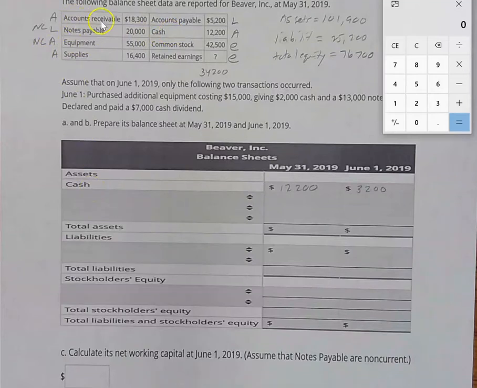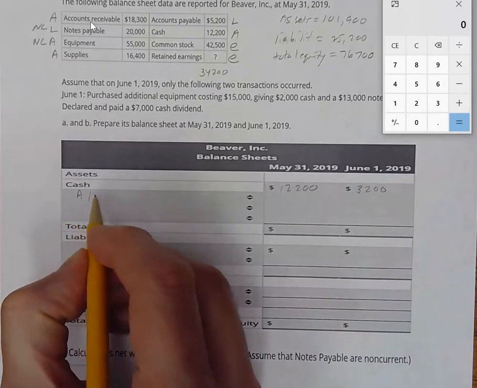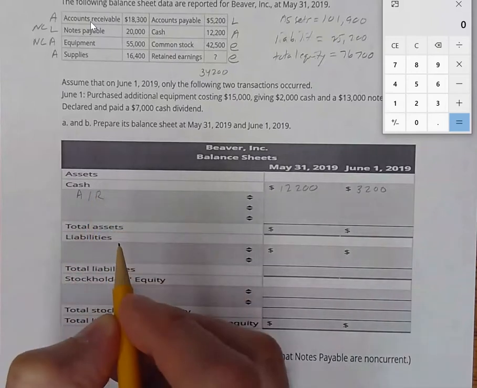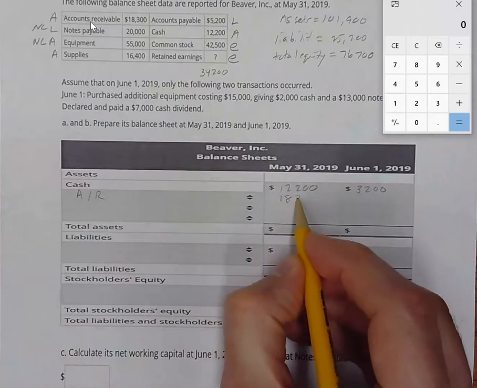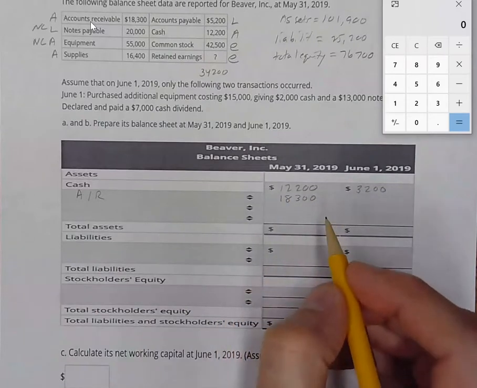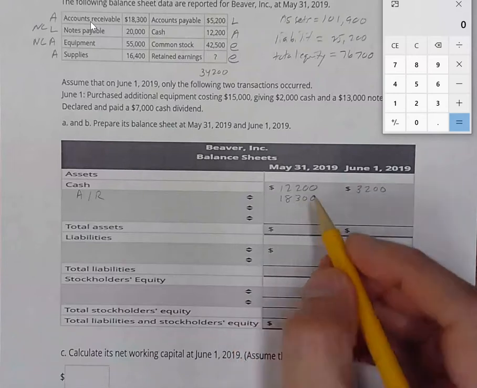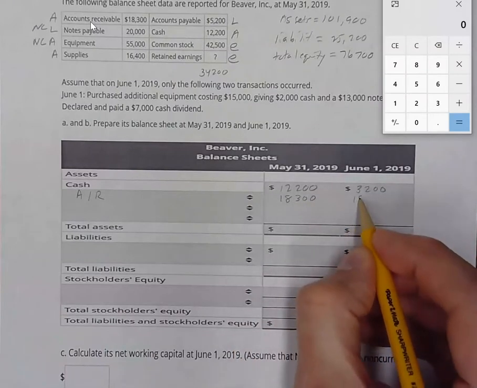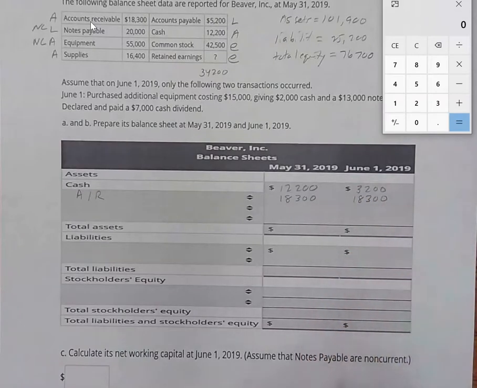So accounts receivable is the second most liquid asset we have, and there was no change to accounts receivable, so we can just go ahead and write accounts receivable, and then we'll say it was 18,300 on May the 31st, and it was also 18,300 the very next day.